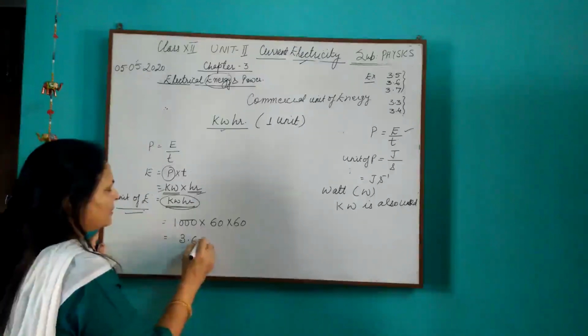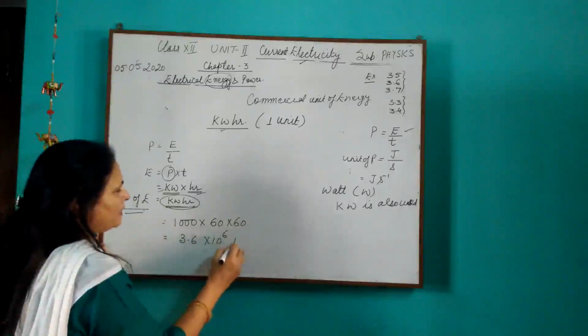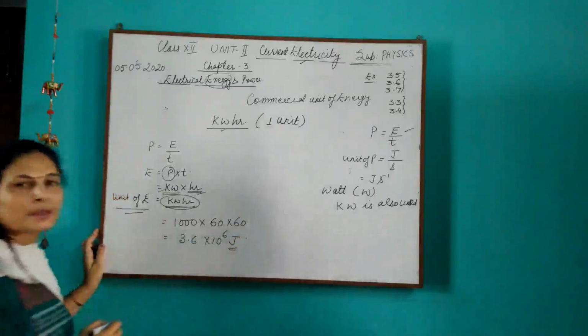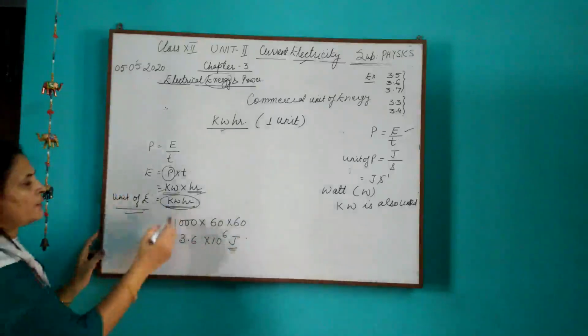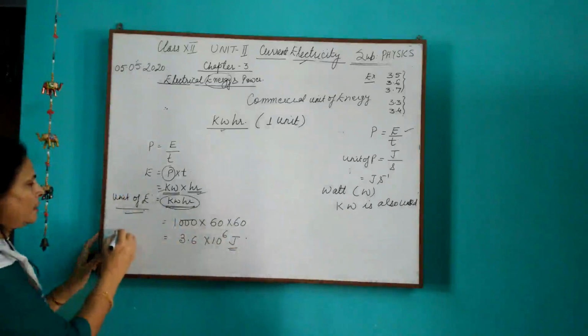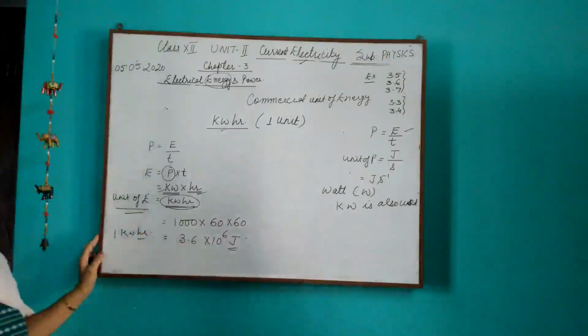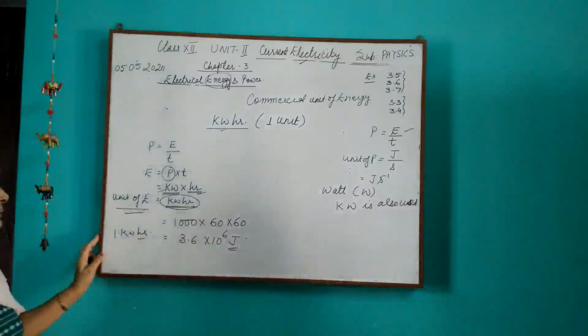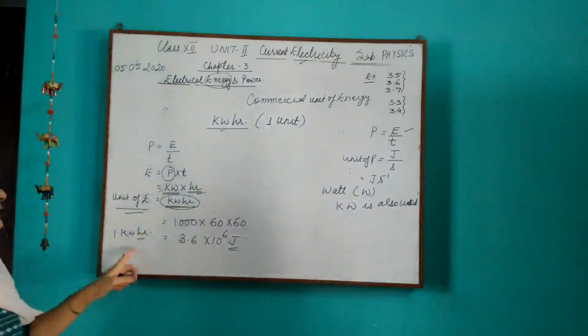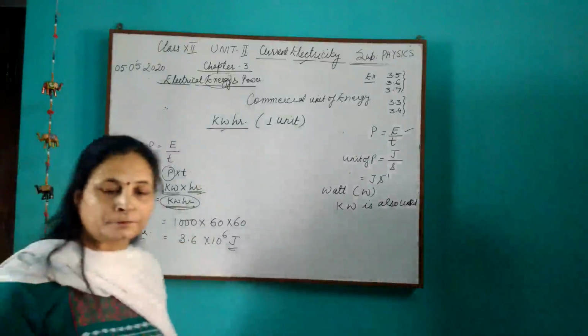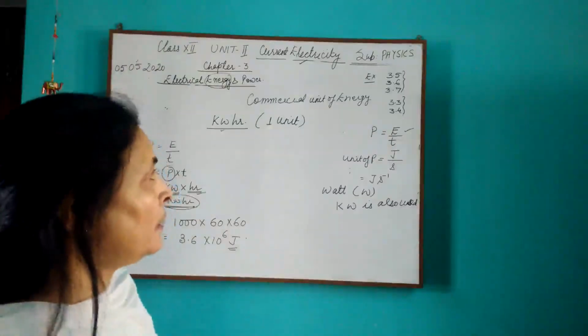So that gives 3.6 into 10 to the power 6 joules. So 1 kilowatt hour will be equal to 3.6 into 10 to the power 6 joules. But this is used for commercial purposes. This you can generally use for your numericals or other things also.